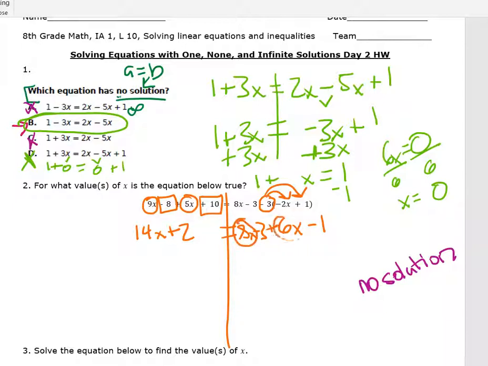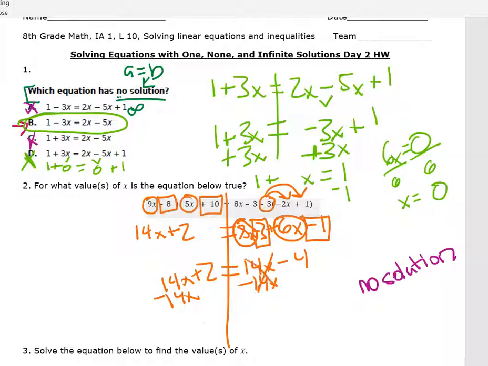Circle my 8x, circle my 6x. I have 14x. And then I have my negative 3 combined with negative 1, which is going to leave me with minus 4. Again, I'm subtracting 14x from both sides. And I'm left with 2 is equal to negative 4. I know that is not true, so I feel good about saying that this has no solution.